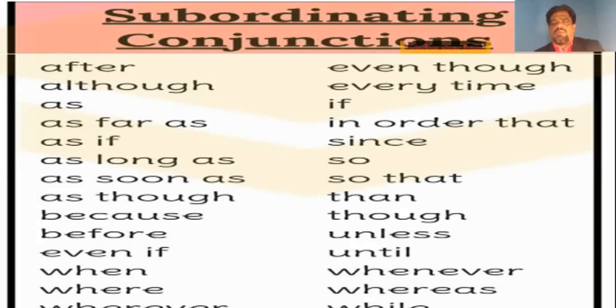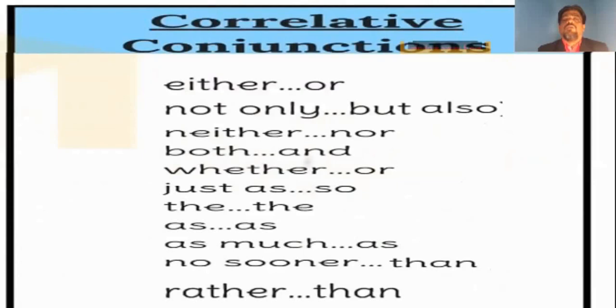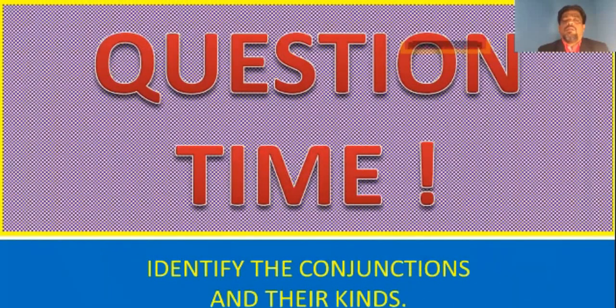If a conjunction doesn't belong to the fanboys conjunctions, and it doesn't belong to the paired conjunctions, which we call correlative conjunctions, then that conjunction is definitely a subordinating conjunction. That way you can easily remember them. Identify the conjunctions and their kind.